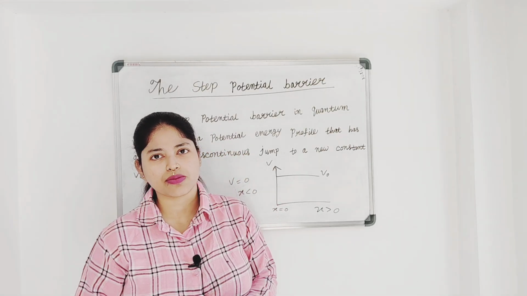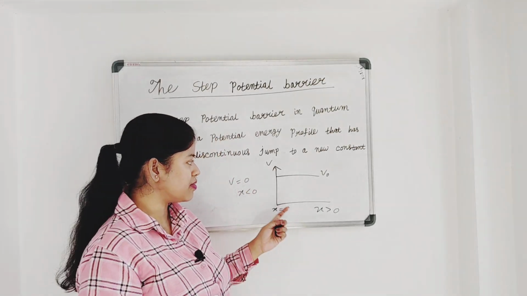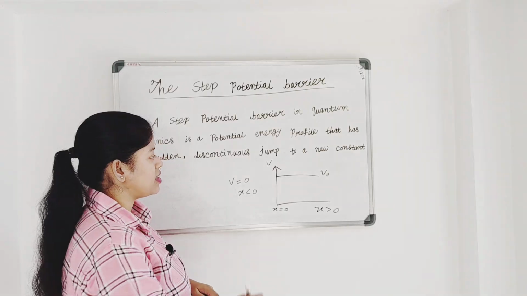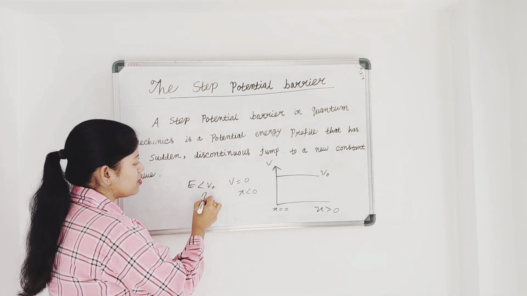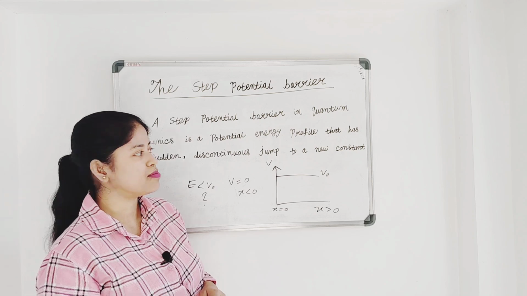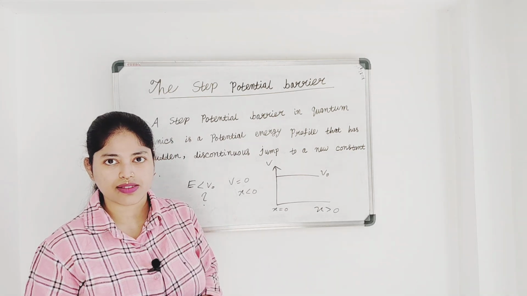So how is it possible for the quantum particle to be reflected or transmitted even when its energy E is less than this potential V0? How is this possible? We're going to see this by doing the detailed calculations.